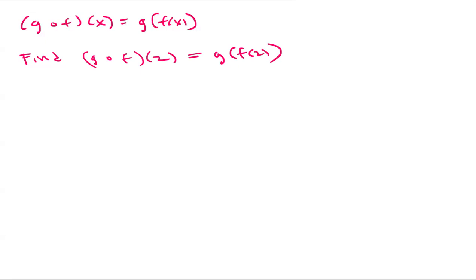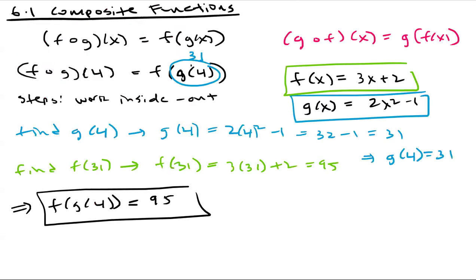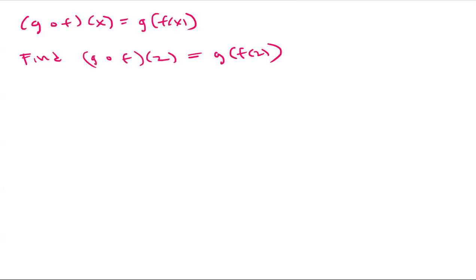All right. And we're going to use the same functions we had before. So, it's a different color here. So we have f of x is equal to 3x plus 2. And then g of x is equal to 2x squared minus 1. Okay. All right. So first step is we need to find, remember, we work inside out. So we're going to look inside here, which is f of 2. So I'm just going to plug in 2 in for my f of x.